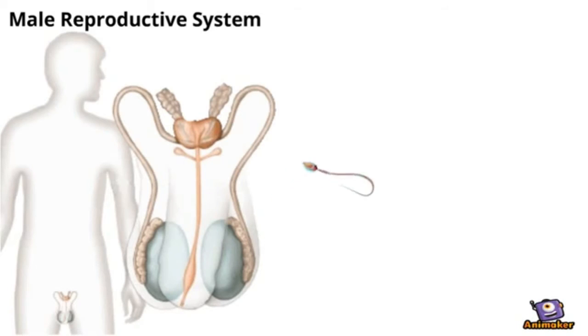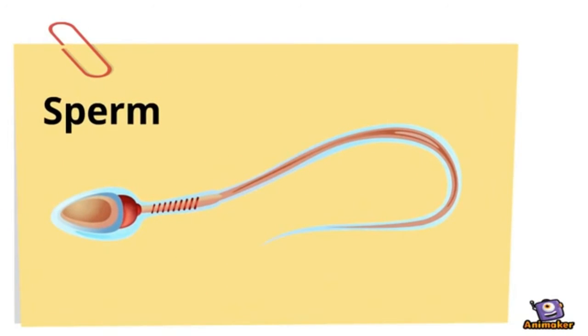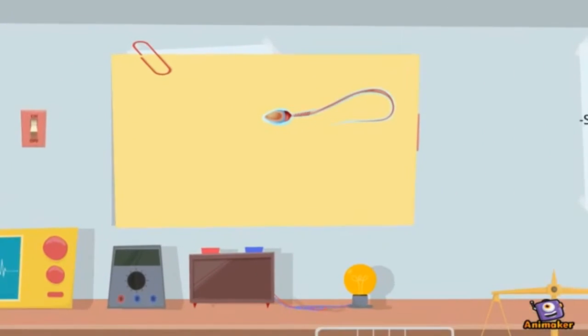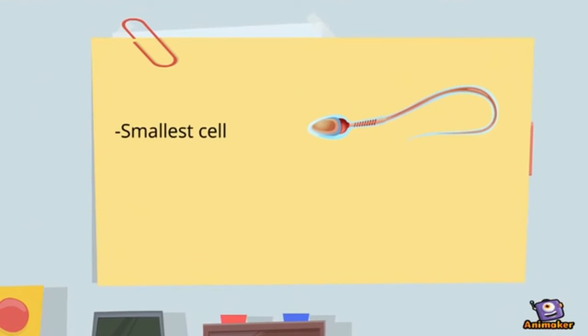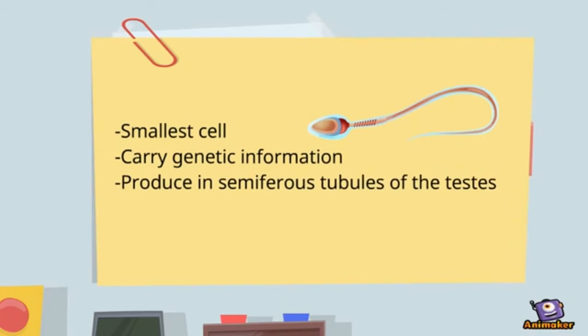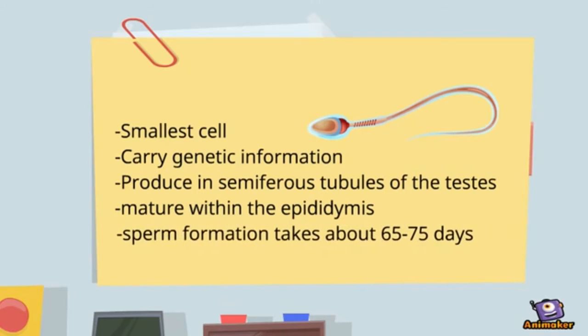Now we are going to talk about male gametes, sperm. Sperm is the smallest cell in the human body. It carries the genetic information. It is produced in the seminiferous tubules of the testes and matures within the epididymis. It takes about 65 to 75 days to complete sperm formation.